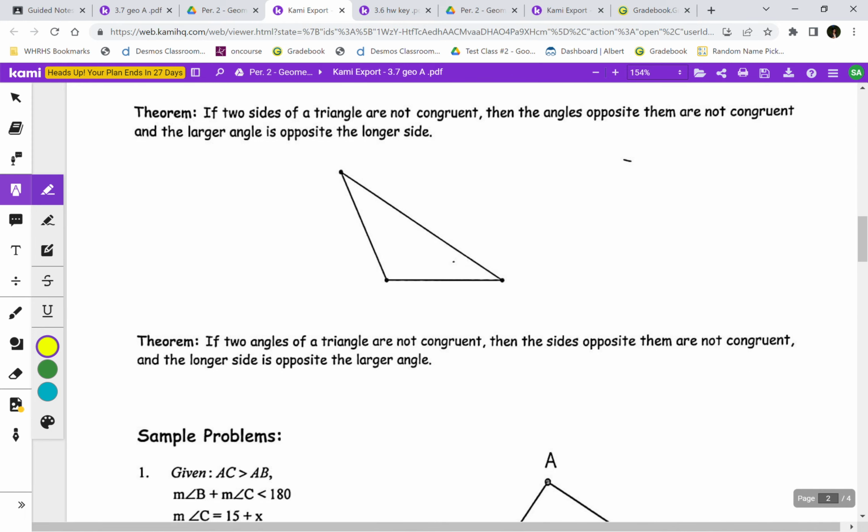All right, this next theorem you do not have to memorize. It will not be used in proofs. It will only be used in algebra problems. So you just have to understand it. You don't have to memorize it.